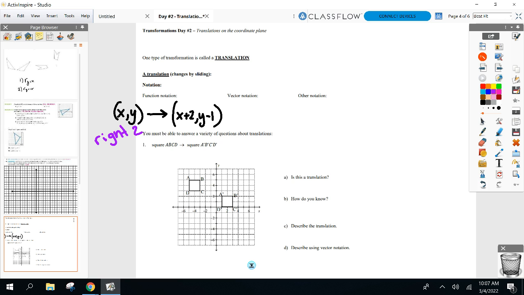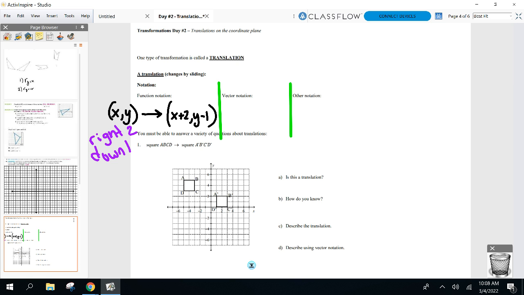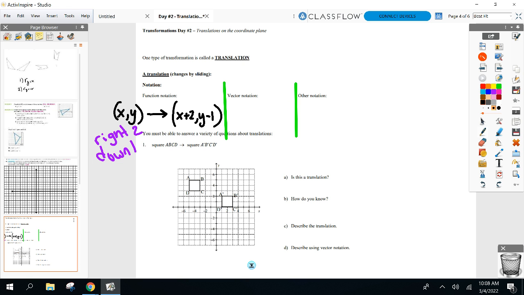And what's the y minus 1? Then move it down 1. Good. You picked it up already. So every point using this notation is going to go right 2, down 1. That's called function notation. Questions there?